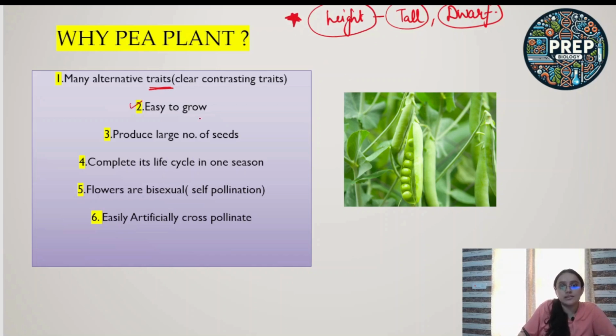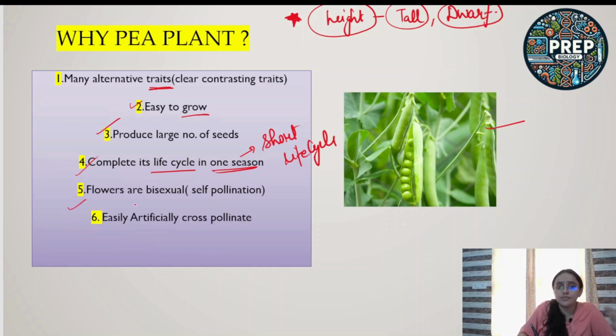Number 2, the pea plant is easy to grow, easy to cultivate. Number 3, it produces a large number of seeds in one generation. This factor is very important for Mendel's experiment, because he counted the number of seeds in one generation. Next, the pea plant completes its life cycle in one season, so it has a short life cycle. And the next feature, why he chose the pea plant? Because the flowers of the pea plants are bisexual in nature. Bisexual, what is bisexual?